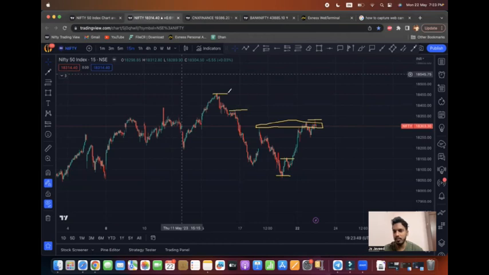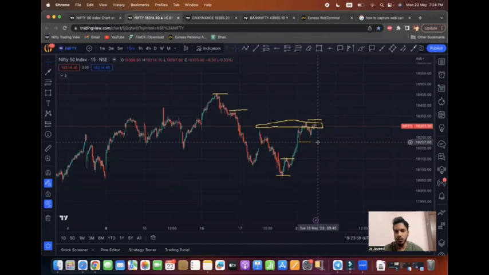We have the next resistance zone at 18,450 level. Until there, we can plan a trade. Or else if it is crossing this low, let me show you, if it is crossing 18,230 level and sustaining below this level, then we can plan a trade till 18,150 also.